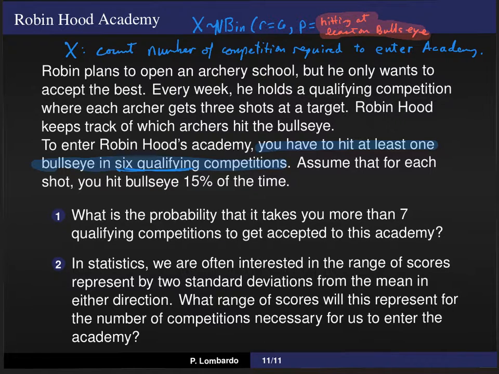Every week he holds a qualifying competition. Each archer gets 3 shots at a target, and we assume that for each shot you hit the bullseye 15% of the time. All right, so in determining p, we're going to have to use this type of idea. Now, notice in this case, let's model this red part with Y. Y is going to count the number of bullseyes in 3 shots.